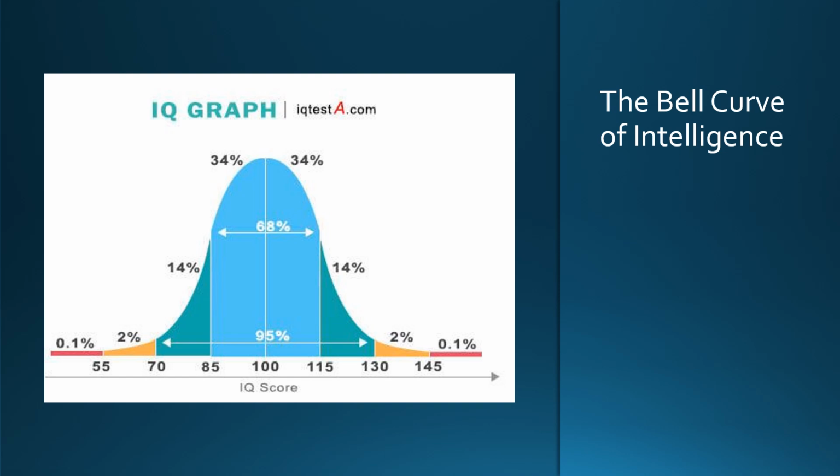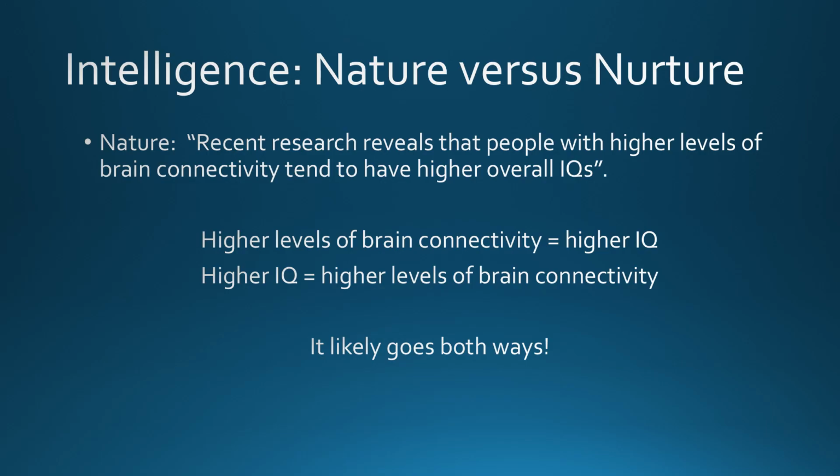68% of the population is between 85 and 115, and so on. You can see that a very small amount of the population is above 145. So this is kind of how we look at what the average intelligence of the population is. So intelligence, is it caused by nature or is it nurture?